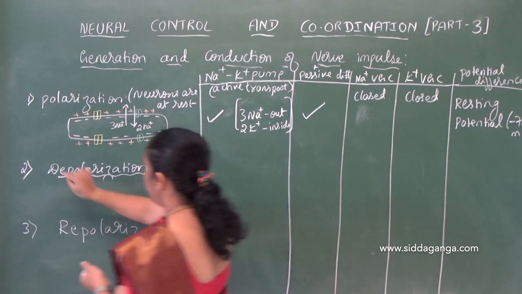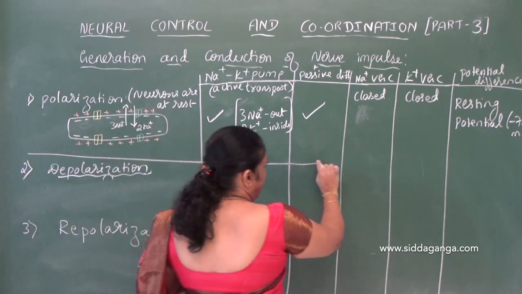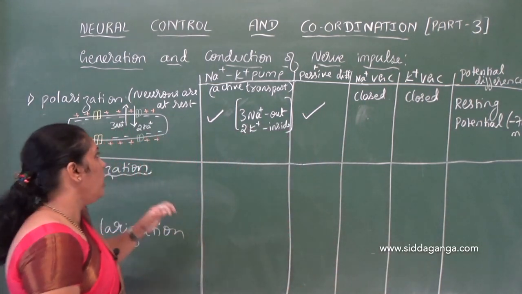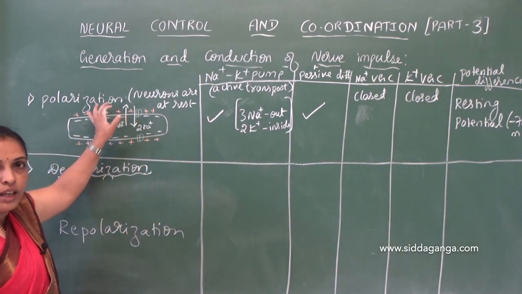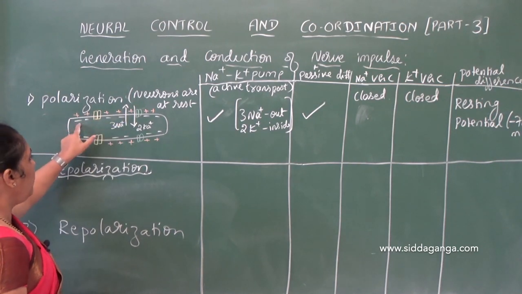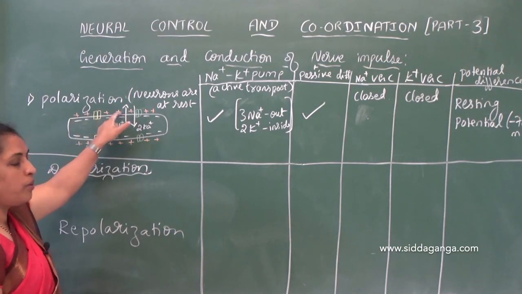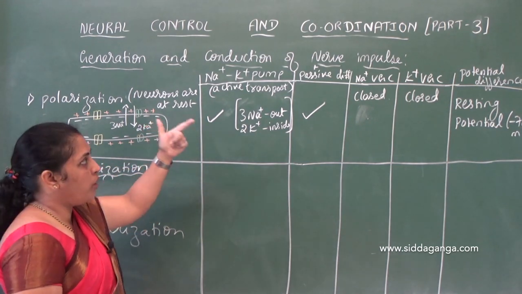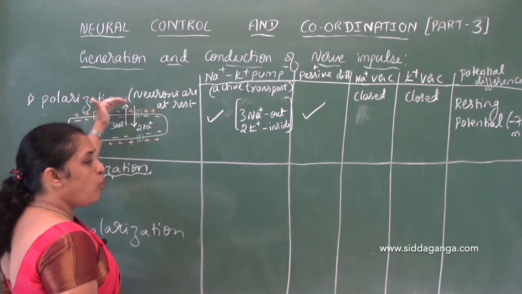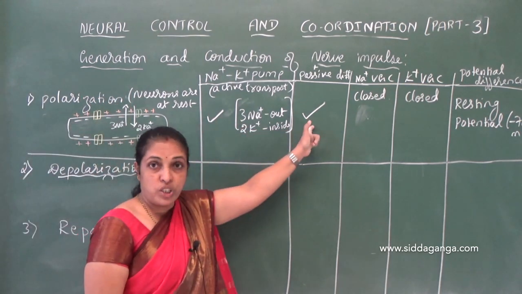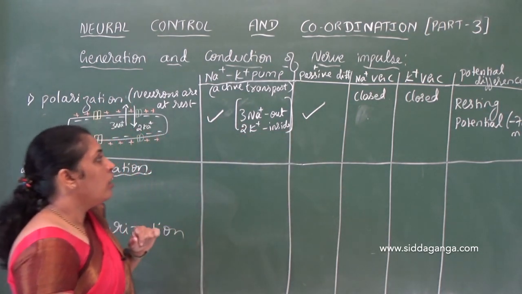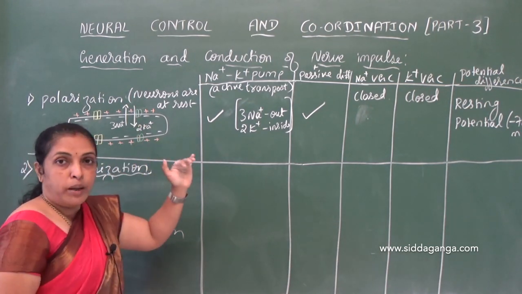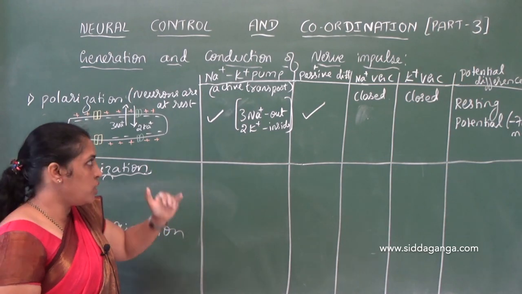So this happens when neurons are at rest. Remember the points for competitive exams. When neurons are at rest, in the polarized state, we see inner negative charge and outside positive charge. Because the membrane is permeable to potassium ions, potassium will move out of the cell. That is passive diffusion, which occurs for potassium, not for sodium and negatively charged ions. The membrane is impermeable to sodium and negatively charged ions.